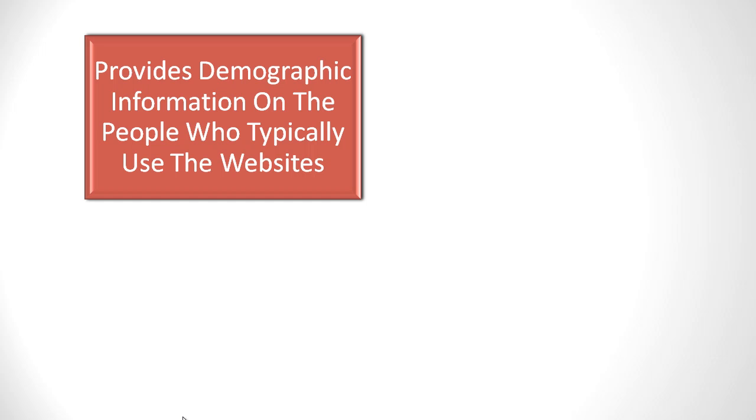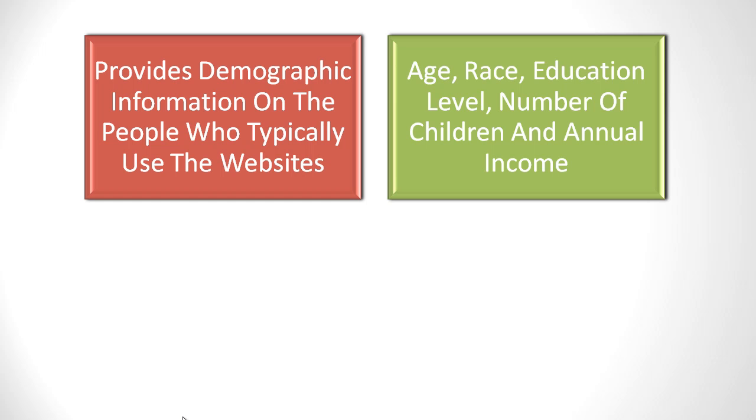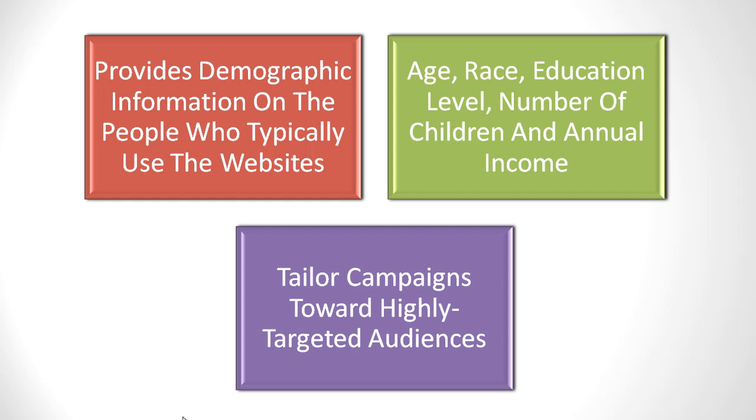Quantcast also provides demographic information on the people who typically use the various websites, breaking down such things as age, race, education level, number of children, and even annual income. This type of information is gold when it comes to tailoring your campaigns toward a highly targeted audience.